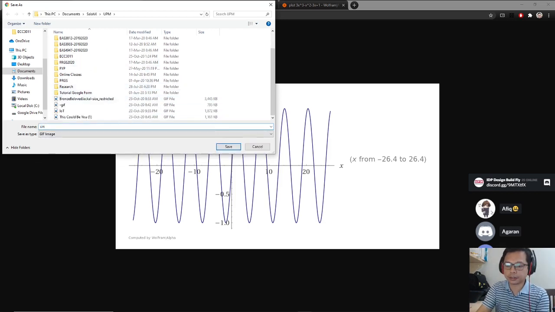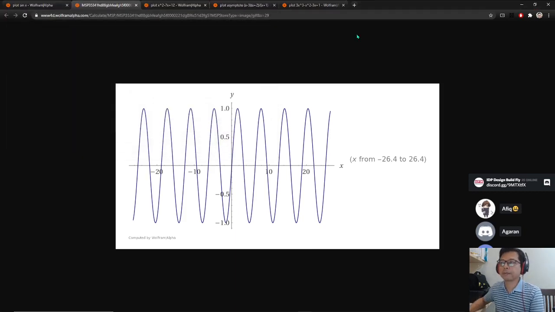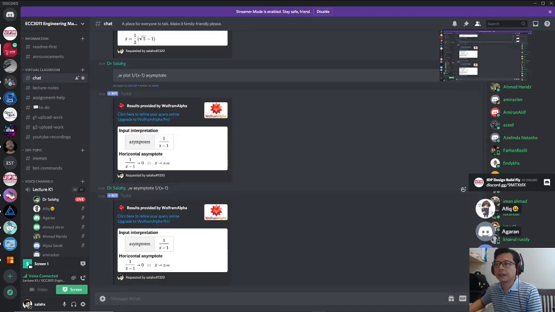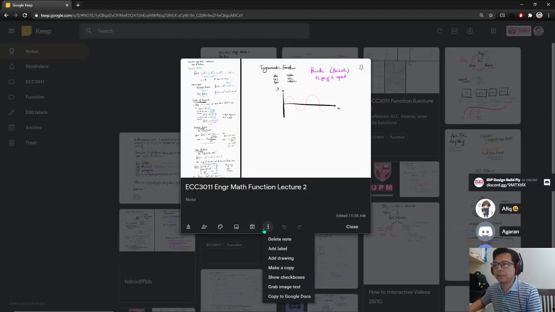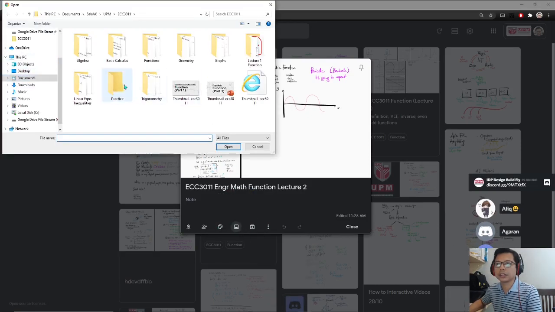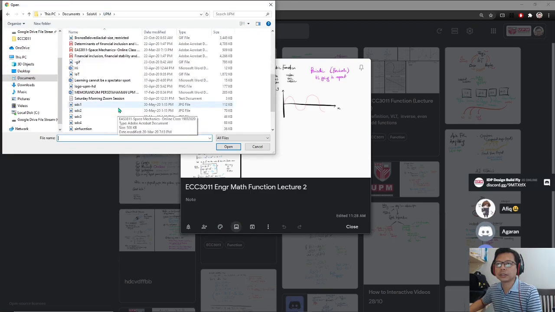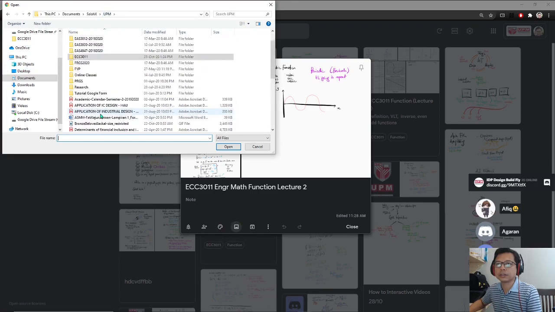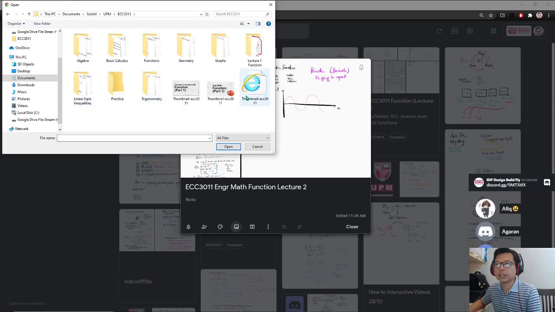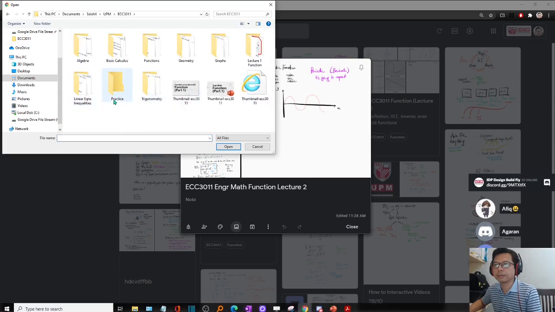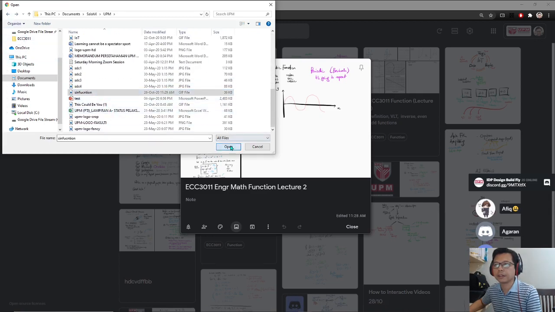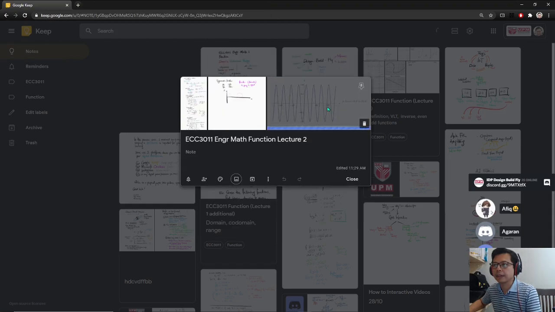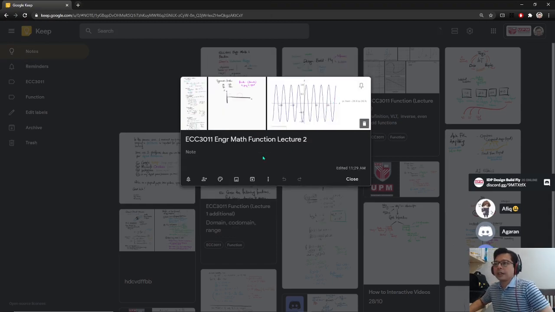This is a sine function. I'm going to upload a picture, an image. Where did I put it just now? Oh, here. All right, let's do this.